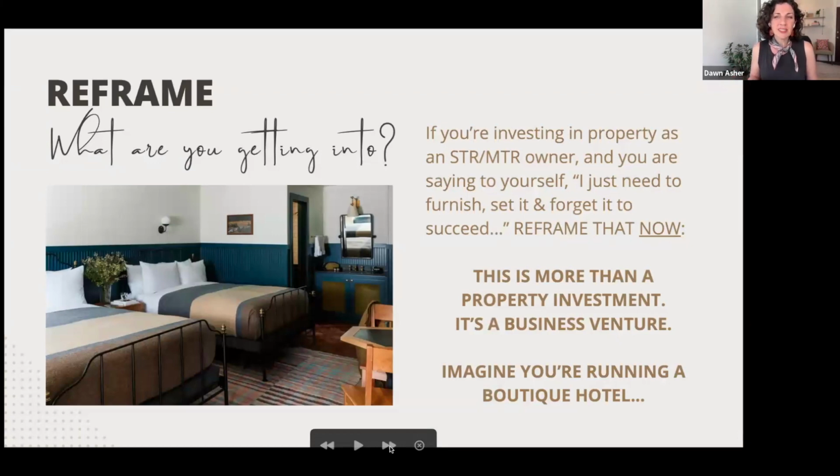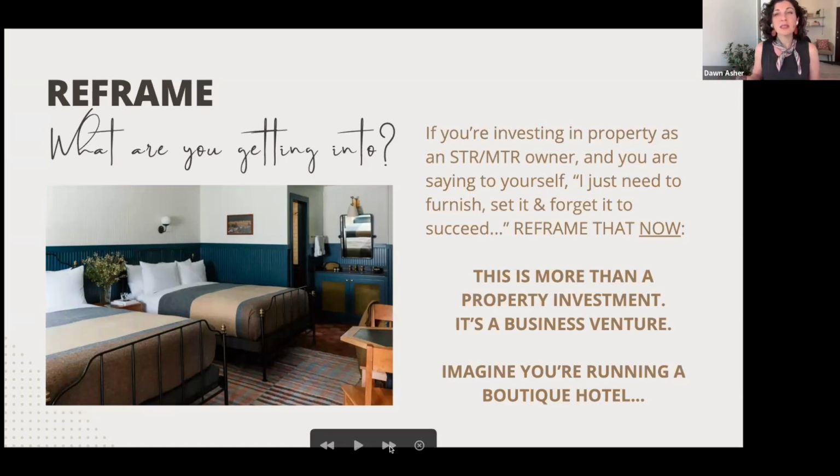If you're investing in property as a short-term or mid-term owner, and you're saying, well, I just need to furnish it, set it and forget it, I'll be good from there, this is your time to reframe that thinking. This is more than a property investment. It is not a product. It is a business venture. You are selling an experience, which means that your buyer is constantly evolving.